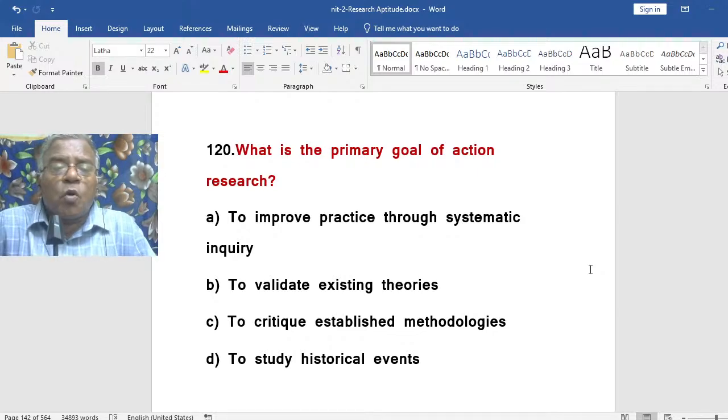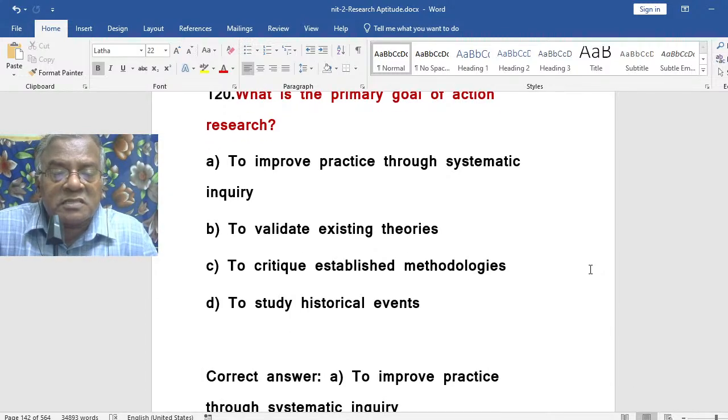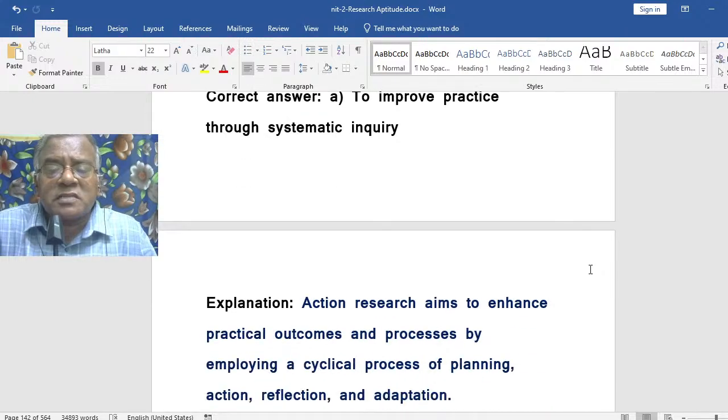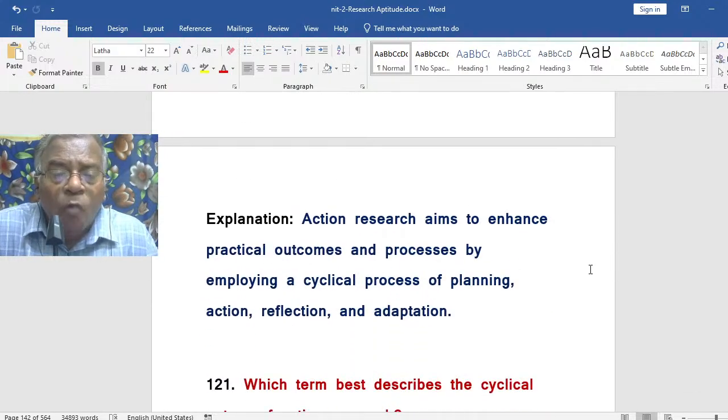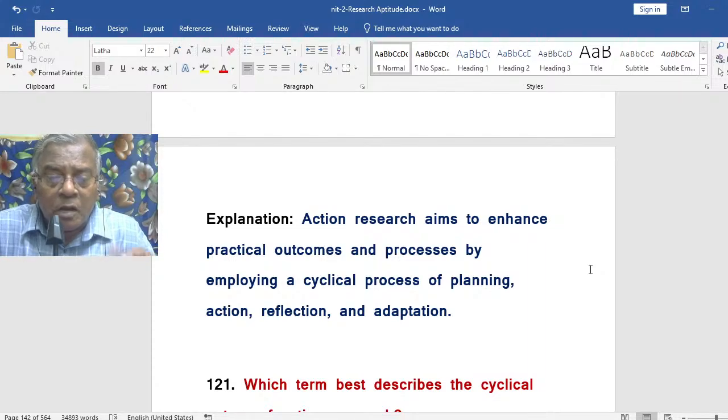What is the primary goal of action research? Out of these four options, which is the correct one? To improve practice through systematic inquiry. Action research aims to enhance practical outcomes and processes by employing a cyclical process of planning, action, reflection and adaptation.